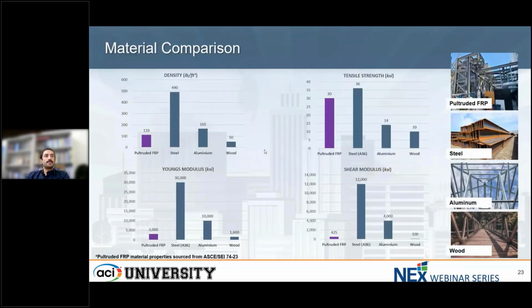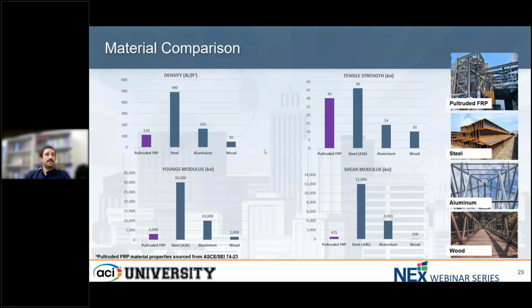This slide highlights the material properties of pultruded FRP compared to steel, aluminum, and wood. FRP, as you can see, is incredibly lightweight. For instance, its density is around 5 times lower than steel, making it ideal for applications where weight reduction is crucial. And I have to mention that all these values are based on ASCE 74, and these values might vary depending on the specific manufacturer.